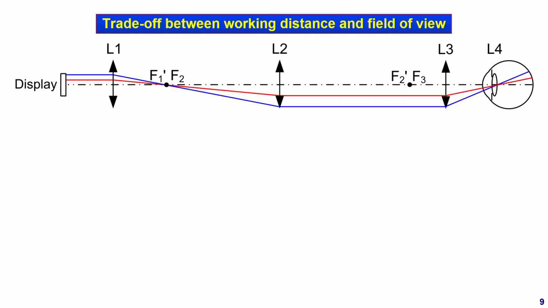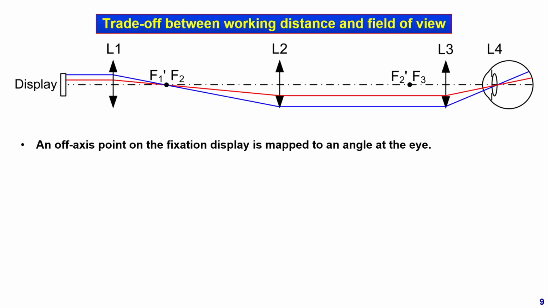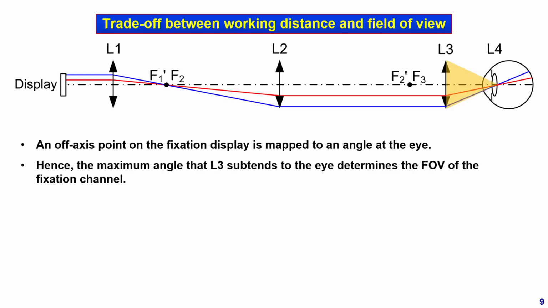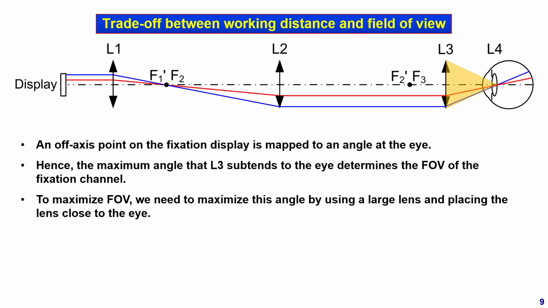There's also a trade-off between working distance and field of view. An off-axis point on the fixation display is mapped to an angle at the eye. Hence, the maximum angle that lens 3 subtends to the eye determines the field of view of the fixation channel. To maximize field of view, we need to maximize this angle by using a large lens and placing the lens close to the eye.